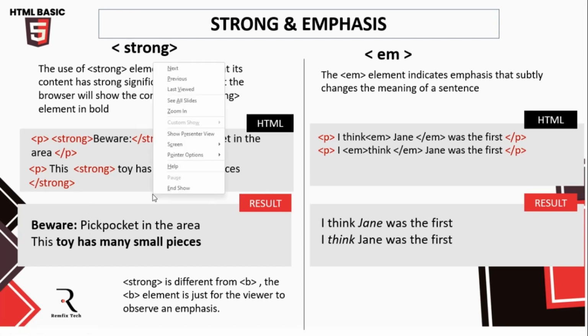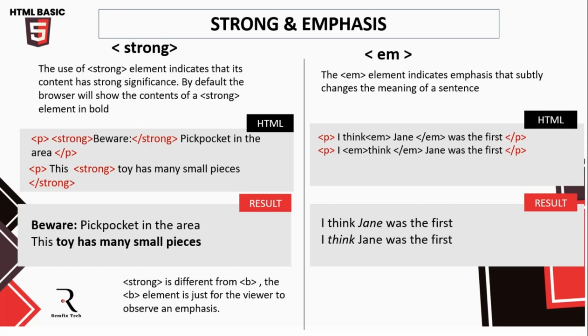Now one thing you must observe is that strong is different from the bold tag. The bold element is just used for viewers to observe an emphasis, but the strong tag is majorly used to show strong significance or importance, either in a phrase, a word, or a piece of content in particular. Also, we have the EM tag, which is referred to as the emphasis tag, and this element indicates emphasis that subtly changes the meaning of a sentence.